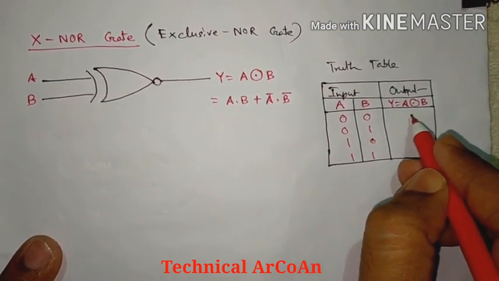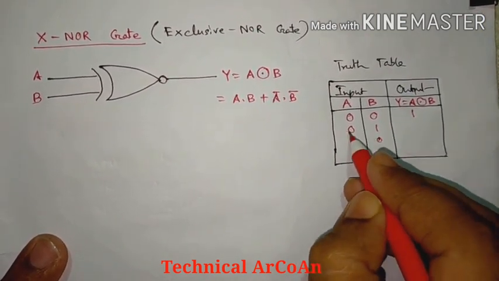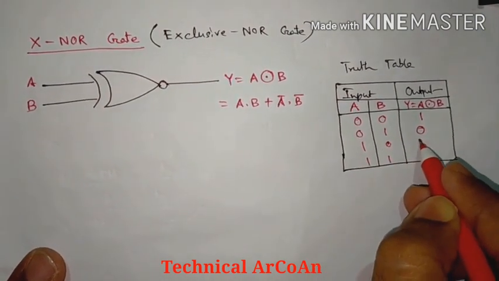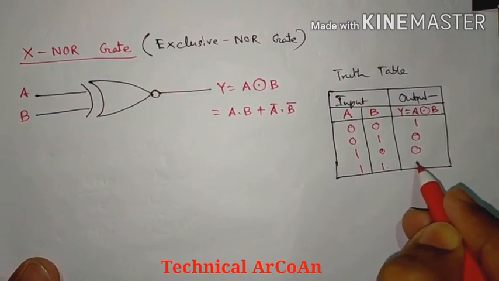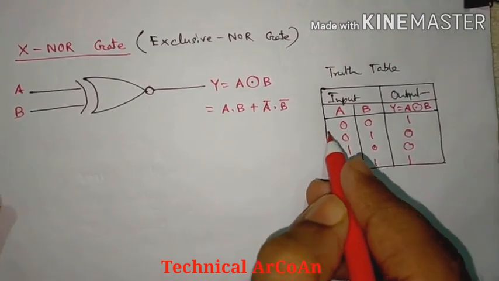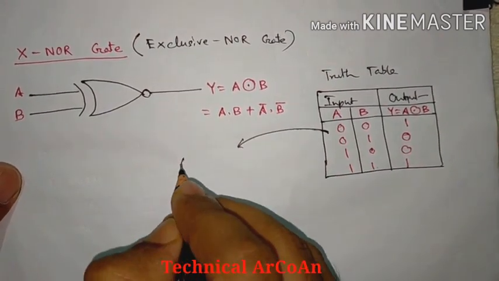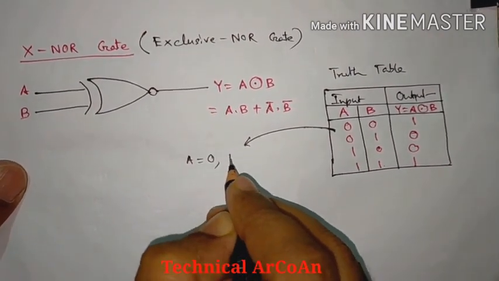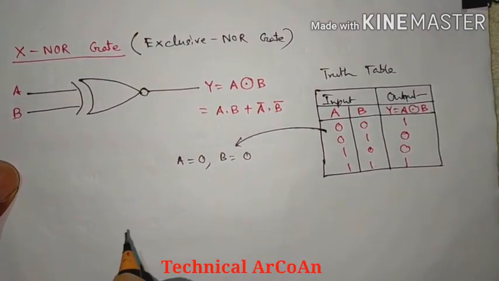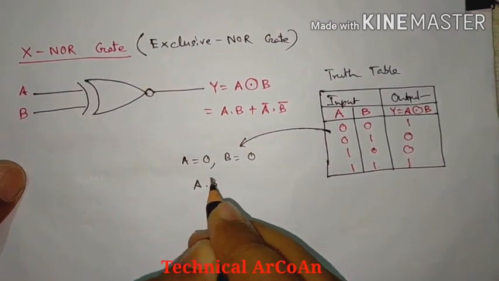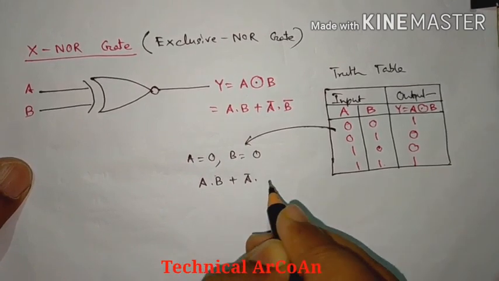When 0 0, the output should be 1. When 0 1, the output should be 0. When 1 0, then the output should be 0, and when 1 1, the output should be 1. Now I will describe each and every part. Suppose we take this: A equal to 0, B equal to 0. And the operation for XNOR is A dot B plus A complement dot B complement.